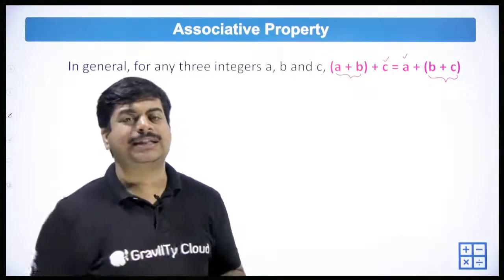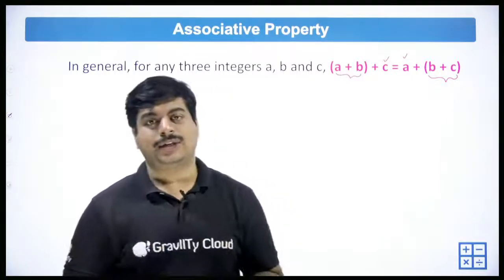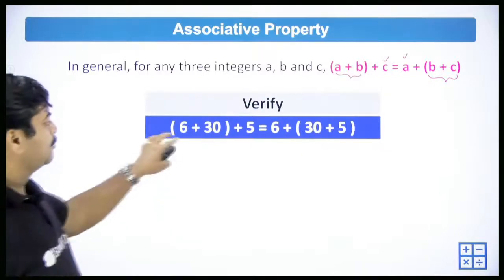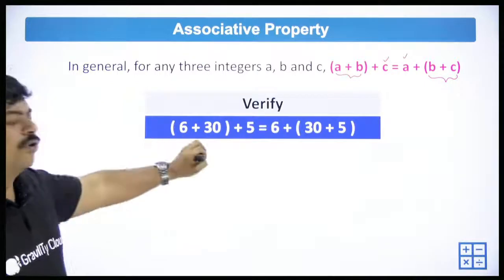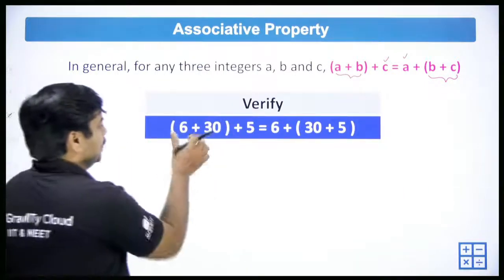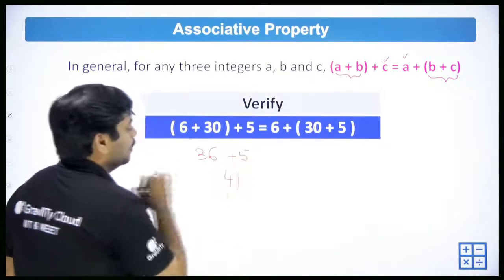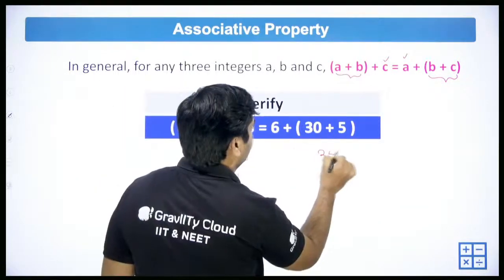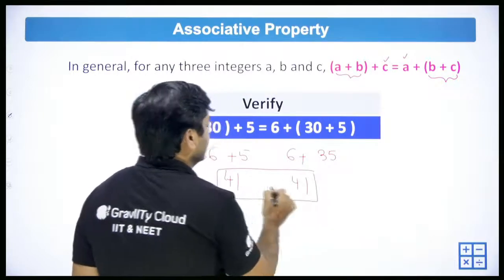With respect to integers, again we'll be having positive and negative numbers, so we should be very careful in that. So let us take a few examples. Let me take like this: (6 + 30) + 5 and 6 + (30 + 5). Straightforward positive numbers. All are positive numbers. 6 plus 30 is 36. 36 plus 5 is 41. 30 plus 5 is 35, and 6 plus 35 is 41, right? So, 41 is equal to 41.